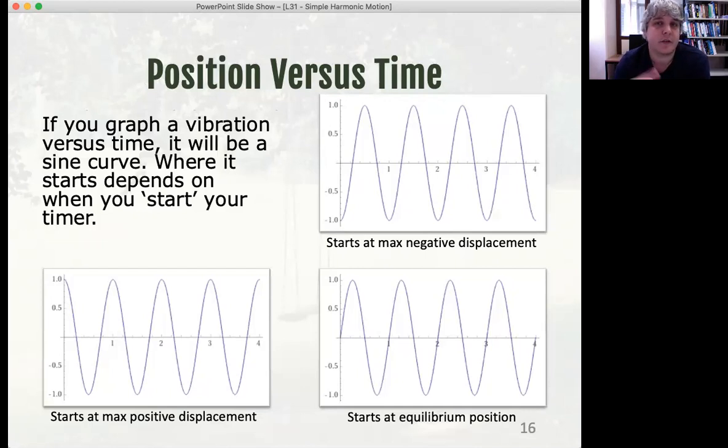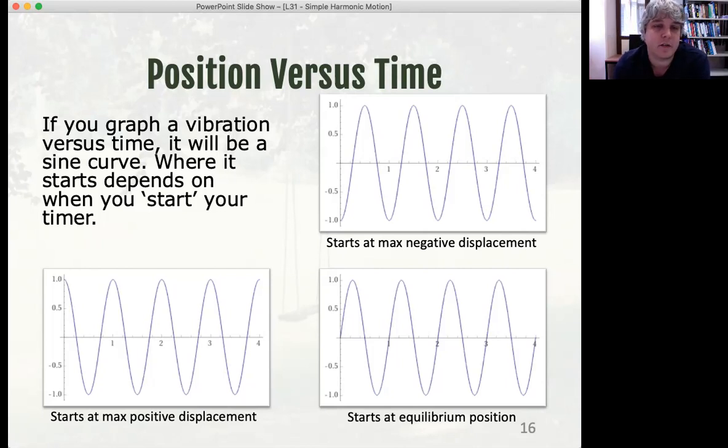If this system, this mass on a spring, is going to be oscillating forever back and forth, then it doesn't actually matter when you start your stopwatch. You can choose. So you might choose to start your stopwatch when the object is at its max positive position, at its equilibrium position, or at its max negative position. All right? So you've got a choice of where to start that stopwatch.